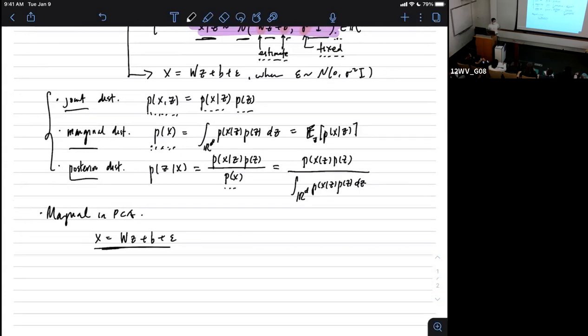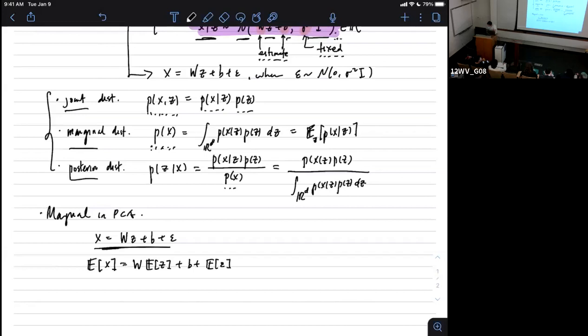So one thing, what do we know? The marginal distribution is also Gaussian. And a Gaussian is fully characterized by two parameters, mean and covariance. So all we need to do is compute the mean first. So what is the mean of this x here? If you recall from the probability 101 course or something similar, expectation is a linear operator. We can just push through all those linear computations, and then we end up with w times expected z plus b plus expected epsilon.